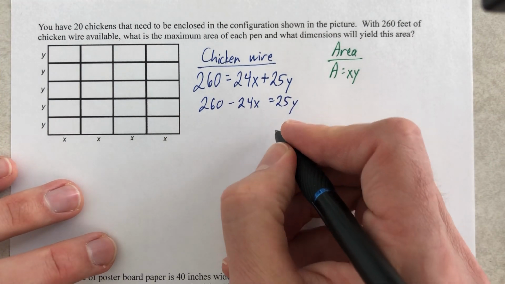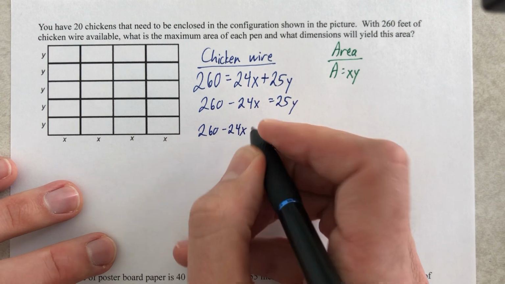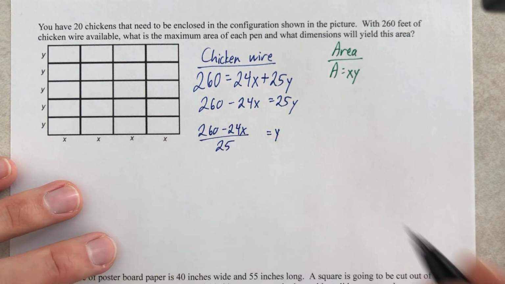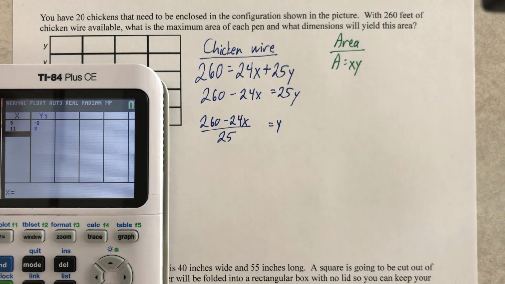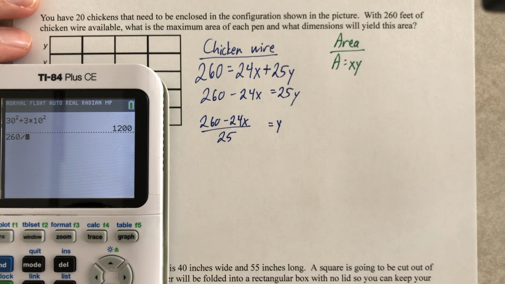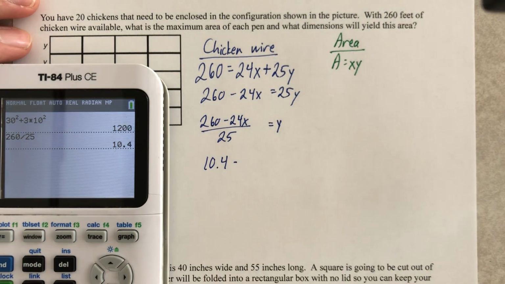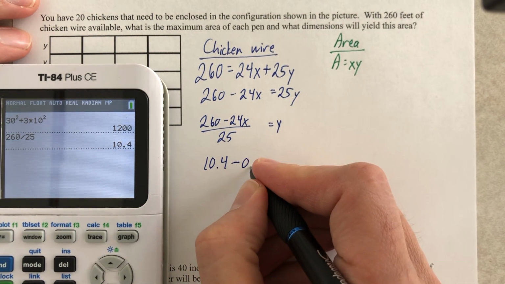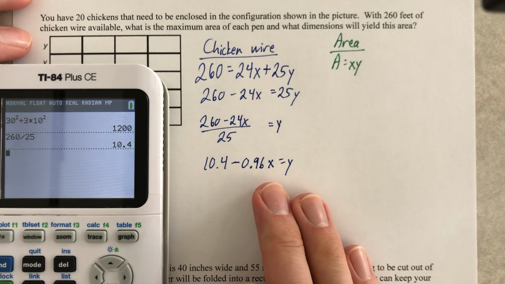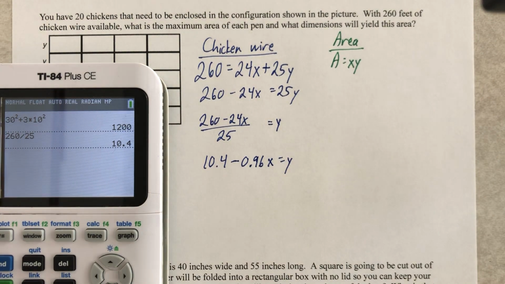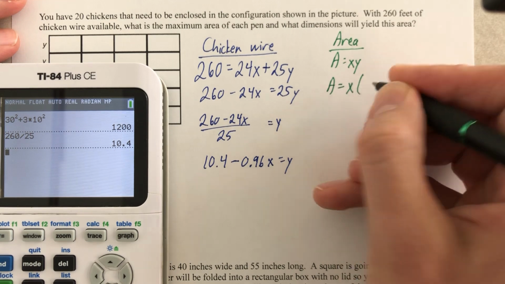We're going to divide both sides by 25, and we're going to have 260 minus 24x divided by 25. We could leave it like this, but I really think it's going to be easier if we simplify it. So let's divide everything by 25. 260 divided by 25 is going to give me 10.4, and then 24 divided by 25, I'll just save you the trouble, 0.96x, and that's equal to y. So now we have y all by itself. We're going to plug it in over here. We switch colors. It's no reason, just makes it stand out and not all run together.